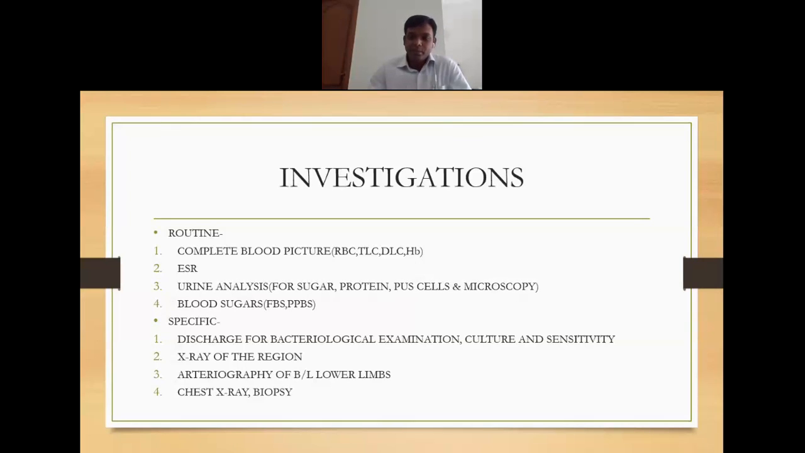Live organisms won't be there in the pus. It is only the tendency of the doctor to take from the pus. It's not really that.